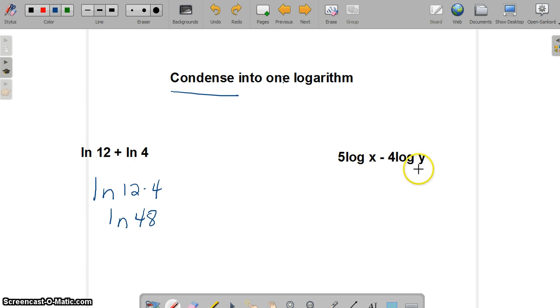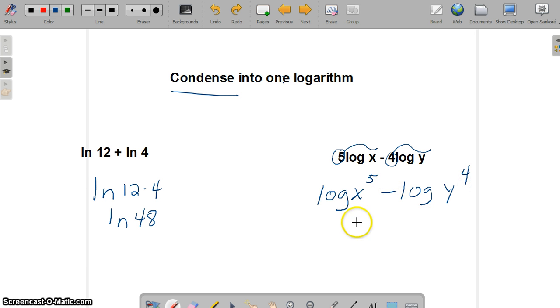Same thing here, and this one might take me a couple steps. This 5 out here and this 4 out here can come up to the exponent because of the third property. So this is the same as the log of x to the 5th minus the log of y to the 4th. Okay? And this subtraction means we can pull this logarithm into a quotient, so that would look like this. So we're just using those three properties and manipulating them to figure out some of our problems here. One more thing is change of base, but that's going to be in the next video.